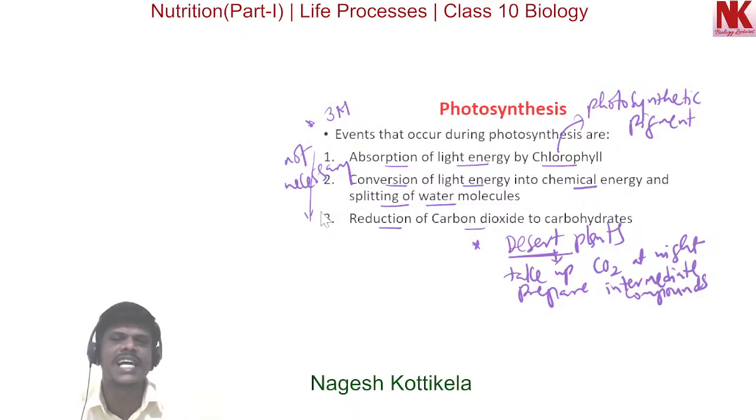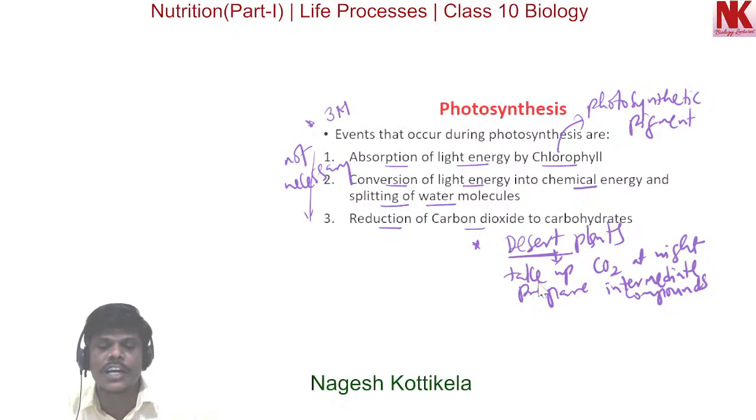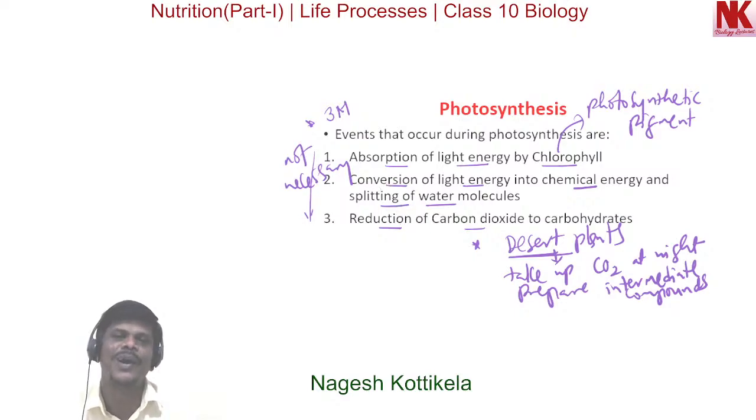Okay, so what is the exception? In desert plants, these plants take up carbon dioxide at night and they prepare certain intermediate compounds. These intermediate compounds are acted upon by the light energy absorbed by the chlorophyll during the daytime. Okay, so this is one of the important concepts for your exams.